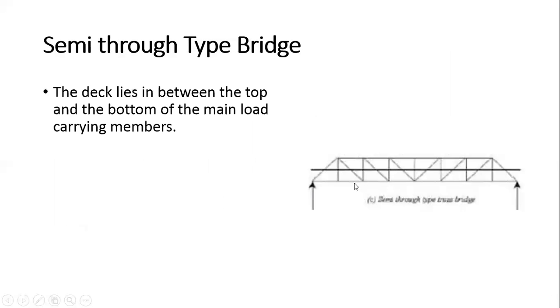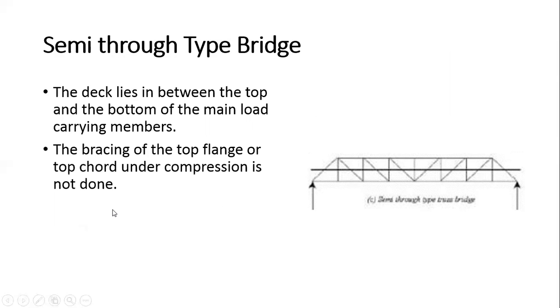Now next is the semi-through type of bridge. In semi-through, the carriageway is neither passing at the top chord level nor at the bottom level, but it is in between. So this is called your semi-through type of bridge. The bracing of the top flange or the top chord under compression is not done. So in this type of bridge, the bracing at the top chord members, which I just showed you in the previous slide, is not required.